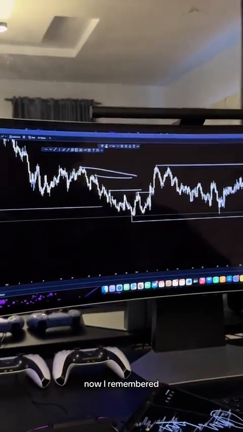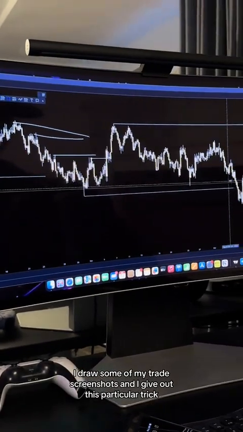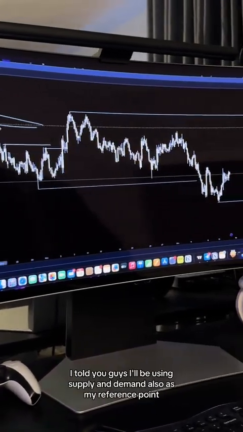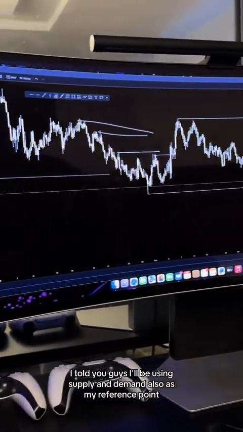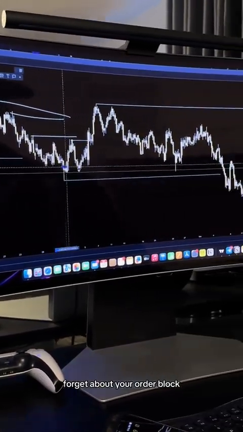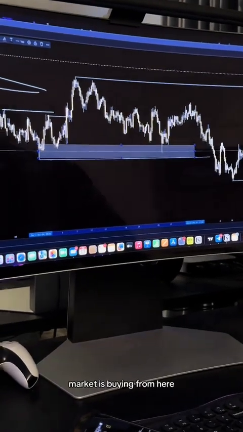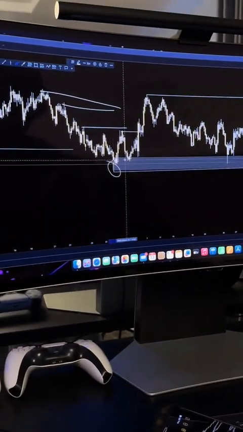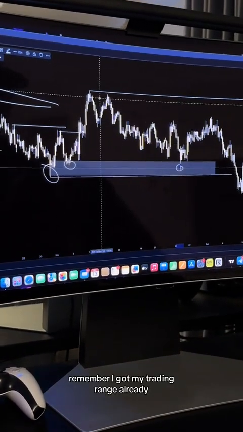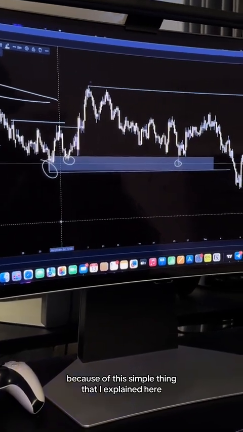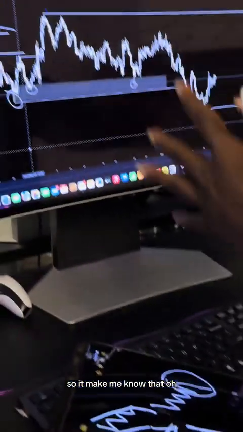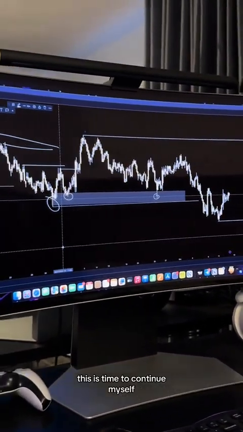Now, I remembered I dropped some of my trade screenshots and I gave out this particular trade. How was I able to do this? I told you guys I'll be using supply and demand also as my reference point. Forget about your order block. Look at this level. Market is buying from here, from here, from here. Remember, I got my trading range already because of this simple thing that I explained here. So it made me know that, oh, this is time to continue my sell.